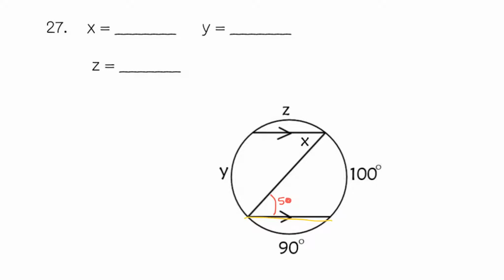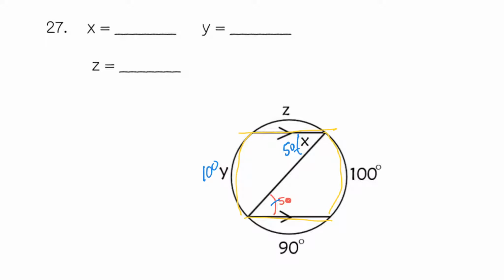parallel lines. I know parallel lines cut congruent arcs, so if this is 100, this has to be 100 as well. So I know y is 100, which then makes x that inscribed angle, so it has to be 50. All right, now I could have also gotten that because these two angles here are alternate interiors.